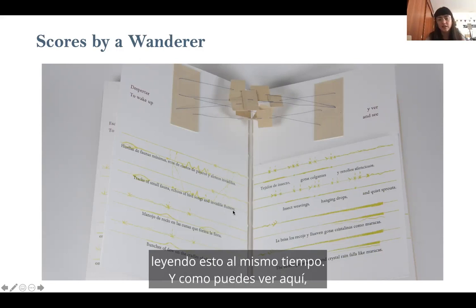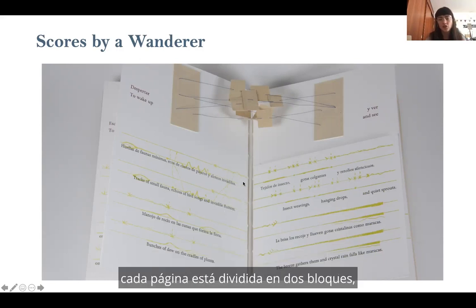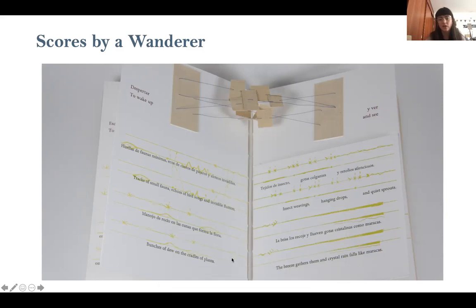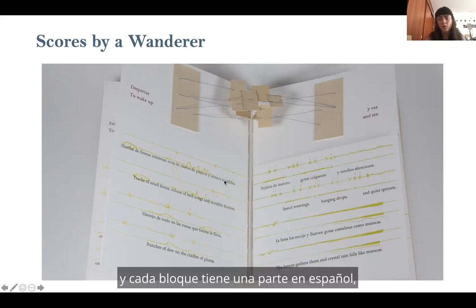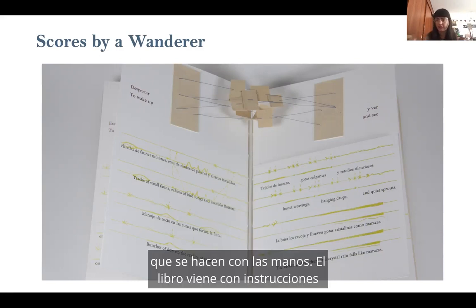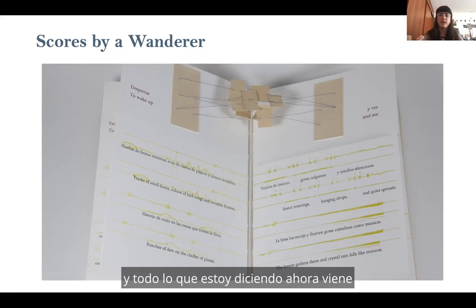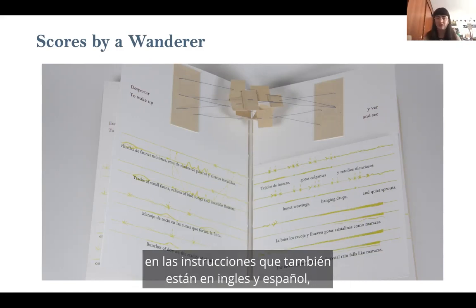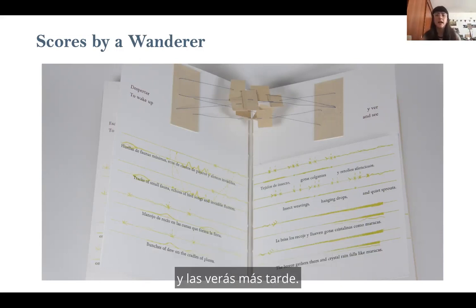And as you can see here, each page is divided in 2 blocks, and each block has 1 part in Spanish, 1 in English, and an extra score for things that are made with the hands. This book comes with instructions, and everything I'm saying right now is told in these instructions that are also in Spanish and English, and you will see later.